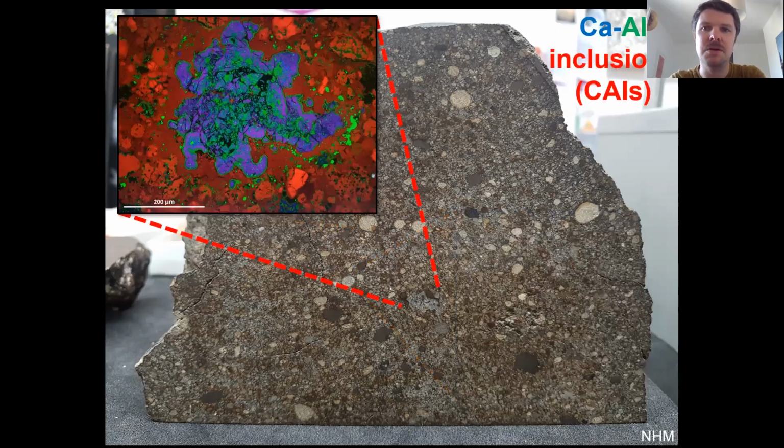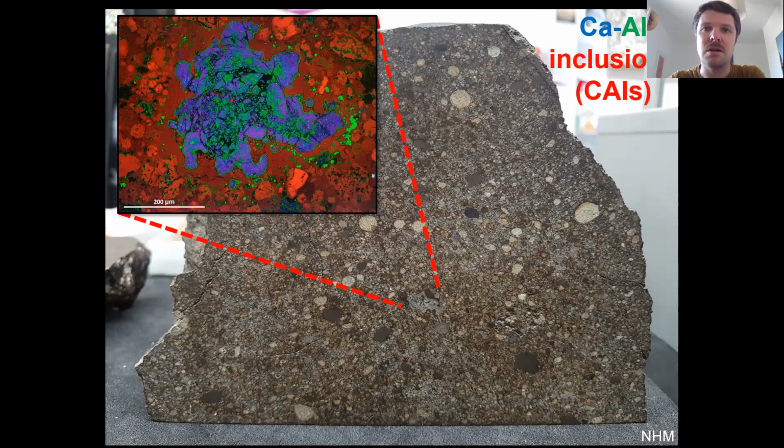One of the other components we find within chondrites are these things called calcium and aluminium rich inclusions. This is an element map made using an electron microscope of a calcium and aluminium inclusion within a chondrite meteorite. In this map, the color red indicates iron within this sample, so this is all the surrounding material. Then blue is calcium and green is aluminium. So you can see this object here is mainly made up of calcium and aluminium rich minerals.